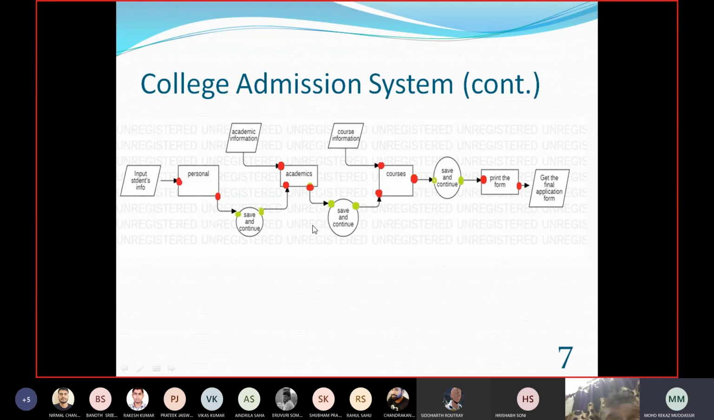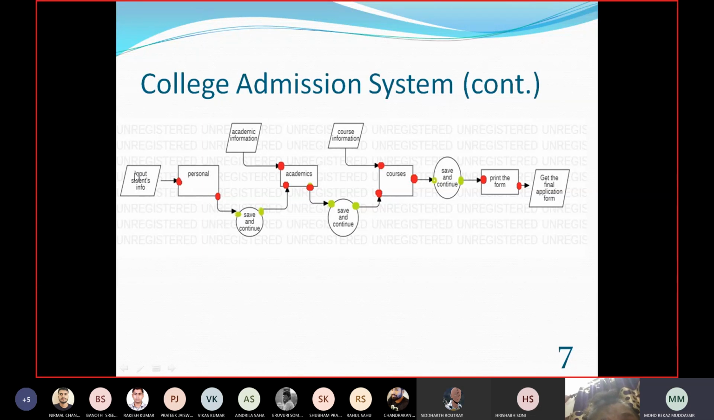These circles represent all the connectors. We have used the save and continue connector. At the end of each component, we have a save and continue button. After clicking that button, we go from the personal component to the academic component. So here save and continue acts as a connector.